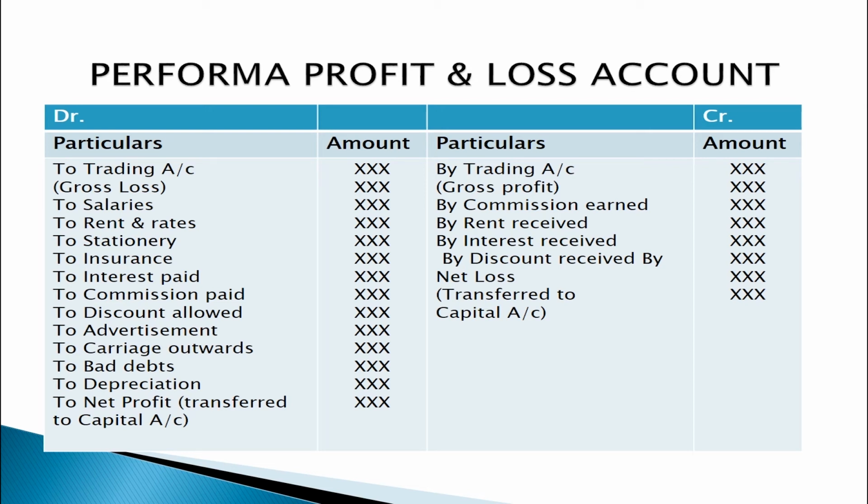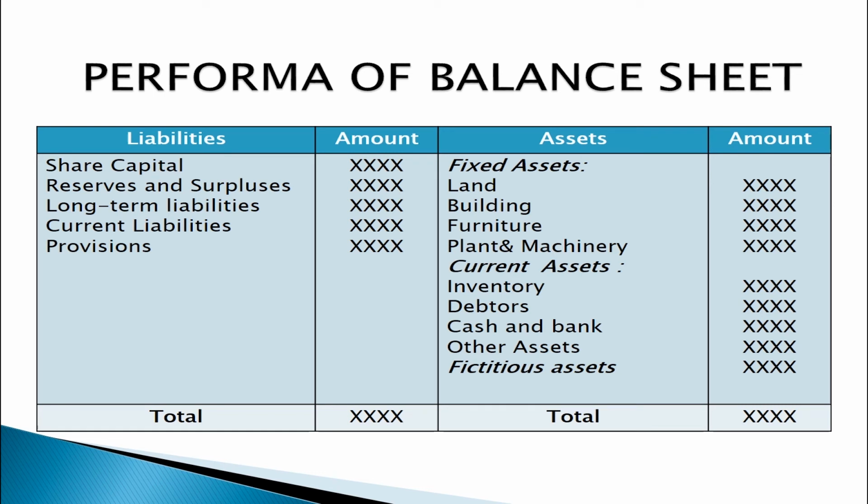And the last one is proforma of balance sheet. Again, balance sheet is a T-shaped account which is having liabilities on left side and assets on right side. Liabilities have credit balance and assets always have debit balance. Now on the liabilities side, we are supposed to write share capital, reserves and surplus, long-term liabilities, current liabilities, and provisions.